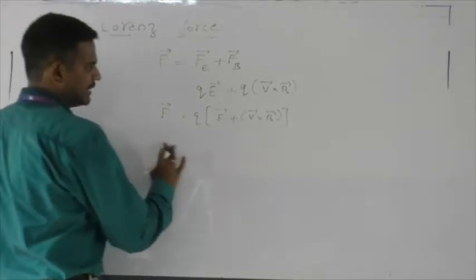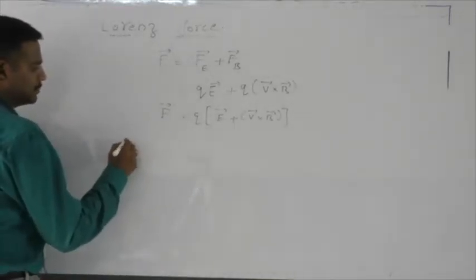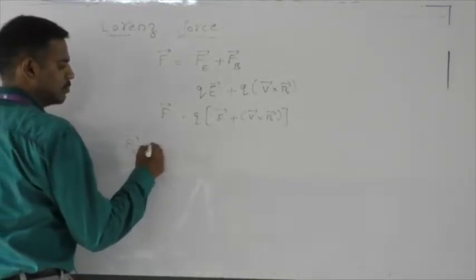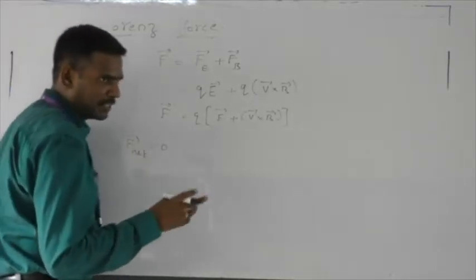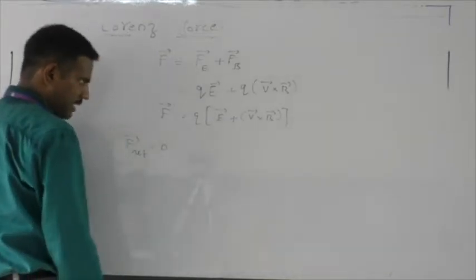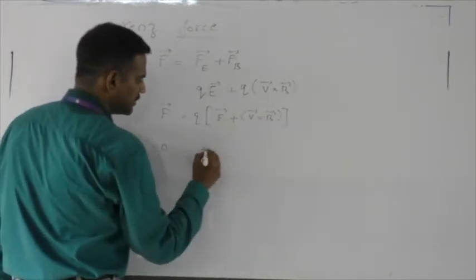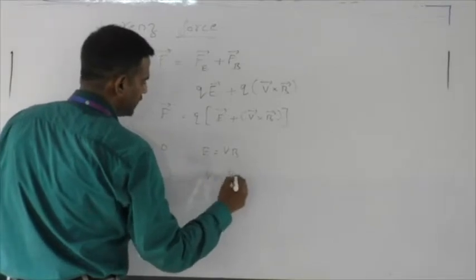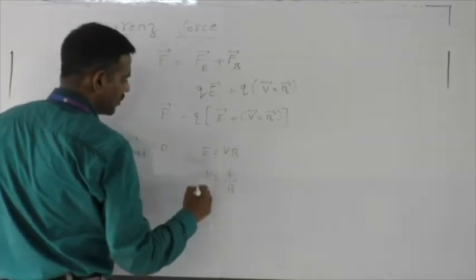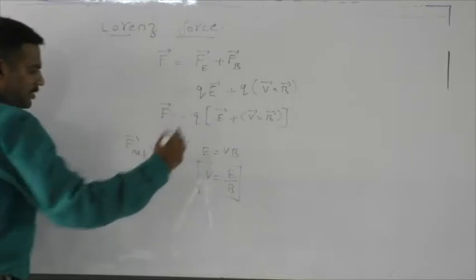This is what is called a Lorentz force. And here, one important thing: let us suppose the net force acting on the charged particle is zero, even after entering into perpendicular electric and magnetic fields. Then what will be left out? E is going to be equal to V into B, and V equals E by B. This is called a velocity selector.